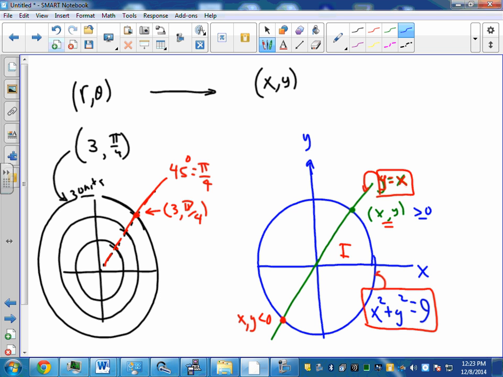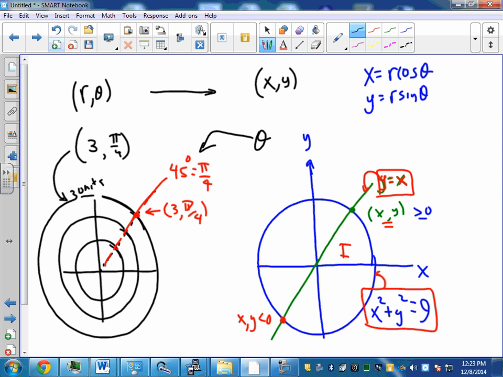But I'm going to use my conversion formulas that x is r cosine theta and y is r sine theta. So this is sort of the trig approach, and you'll see it's actually much more efficient as long as this theta here is one of our standard angles.